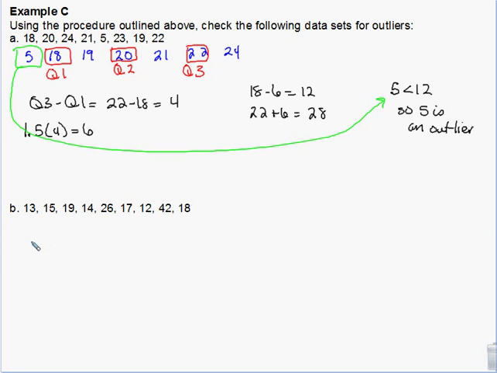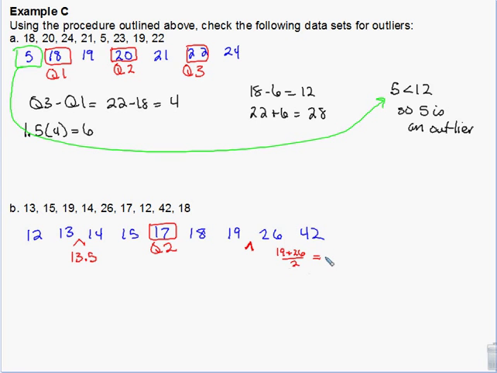If I do the next set, put them in order, guys. Okay, and 42. Finding the median. There's our median, and then our first quartile is between 13 and 14, so it's 13 and a half. And our next quartile is between 19 and 26, which is not so easy to do in your head necessarily. So I add them together and I divide by 2 and I get 22.5.